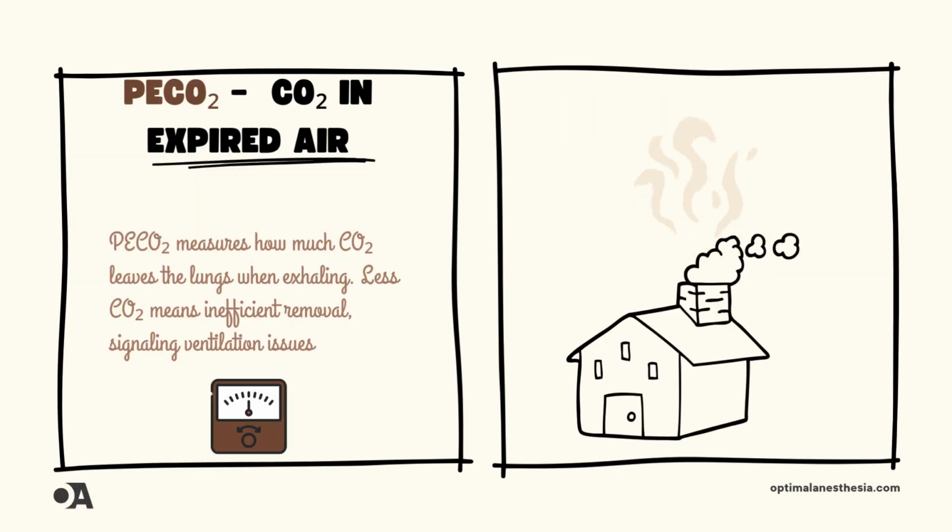Now onto PeCO2, which is the partial pressure of CO2 in expired air. This number shows us how much CO2 is actually leaving the lungs when you breathe out. It's like checking what's coming out of the trash chute. If there's less CO2 coming out than expected, we know some of it is staying behind, trapped in the system.